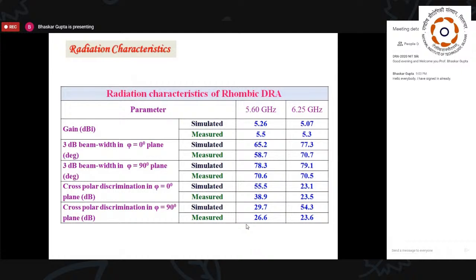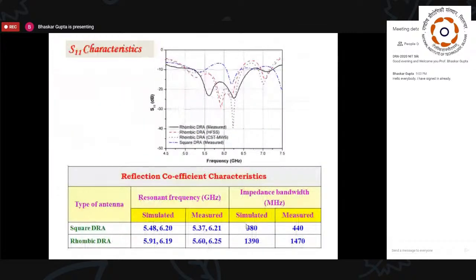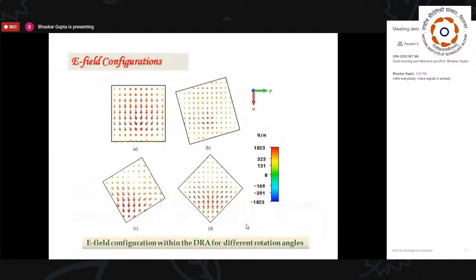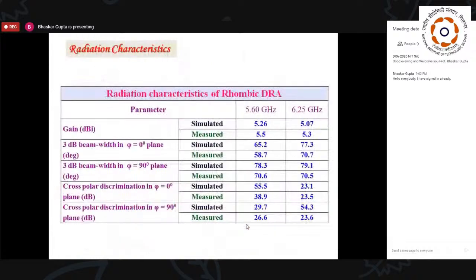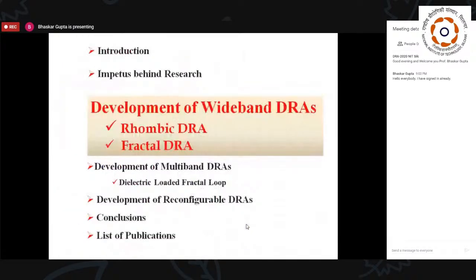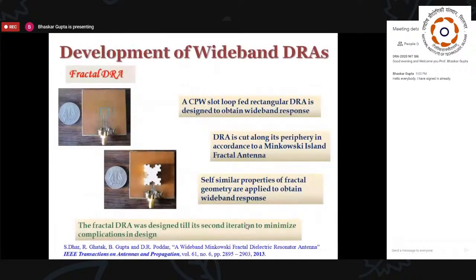respectively. In the phi 0 degree plane and phi 90-degree plane, the corresponding figures were 26.6 dB and 23.6 dB. That means always greater than 20 dB. The phi 0, phi 90, all of them corresponded to this geometry as shown here in terms of x and y axis. So I go back to where I left this research.